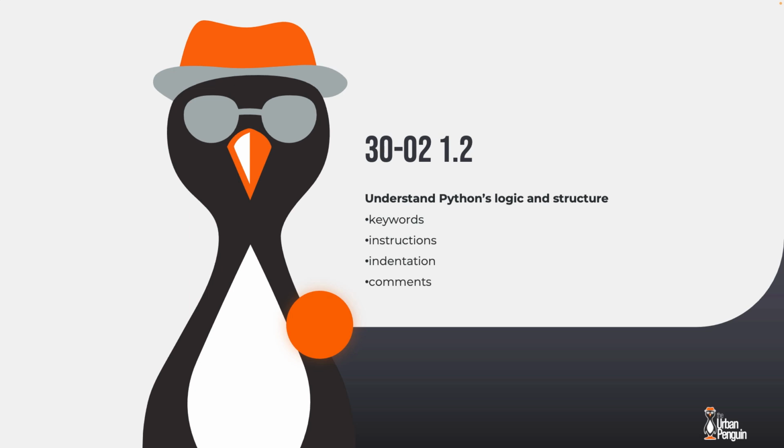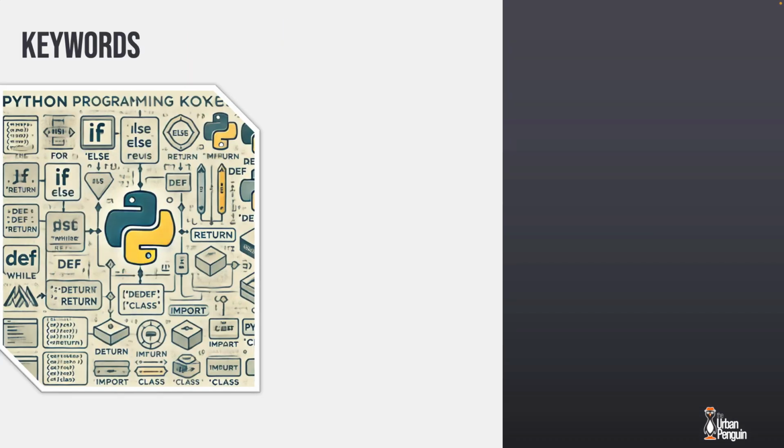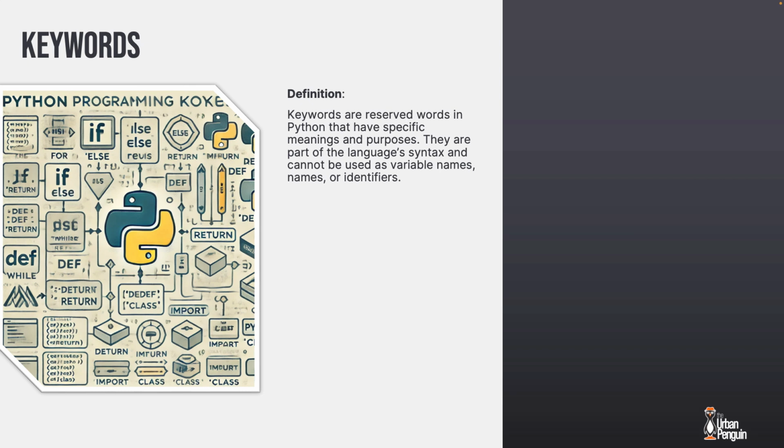So come on, let's get down to some real Python coding and take a look at Objective 1.2, where we're going to understand Python's logic and structure. We'll be looking at keywords, instructions, indentation, and comments. Now, the first thing, of course, is the definition of a keyword, and probably you've got a good idea what we mean by that already.